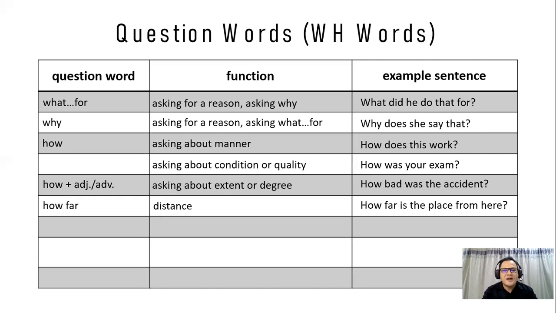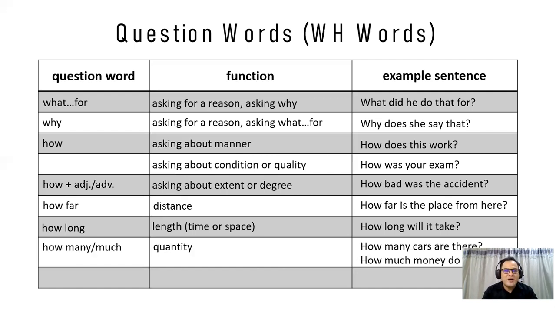How far is used to ask about distance. For example, how far is the place from here? How long is used to ask about length of time or space. For example, how long will it take? How many or how much is used to ask about quantity. For example, how many cars are there? Or how much money do you have? Many is used for countable nouns and much is used for uncountable nouns. How old is used to ask about age. For example, how old is the building?